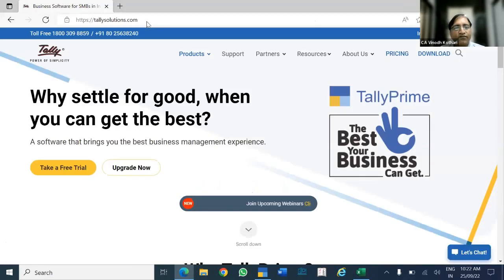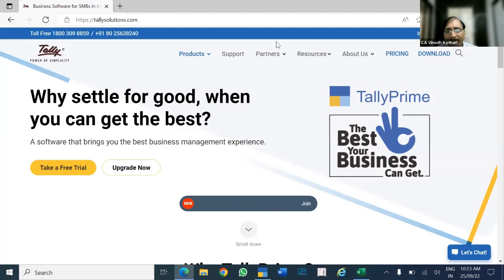This is the website for downloading Tally software. I am here not just to teach you Tally software. If you understand the fundamentals, you can work easily on any software. The process is the same. The accounting process will never change. Understood? So has everyone gone to this website? Type Y in the chat box.